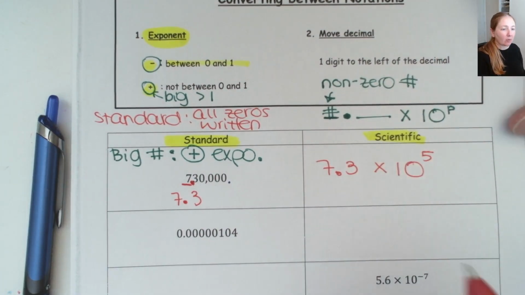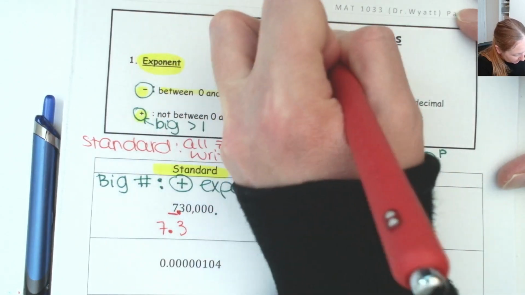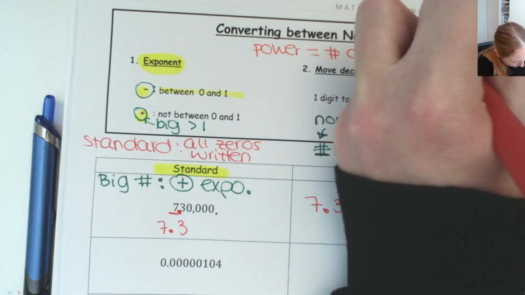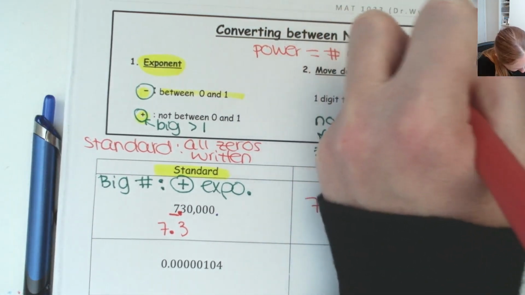Okay, so the power for scientific notation, that power or exponent, is going to be the number of digits between the start and stop of the decimal.